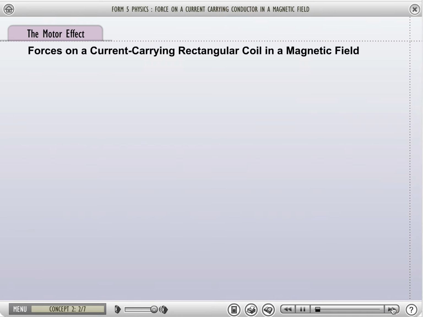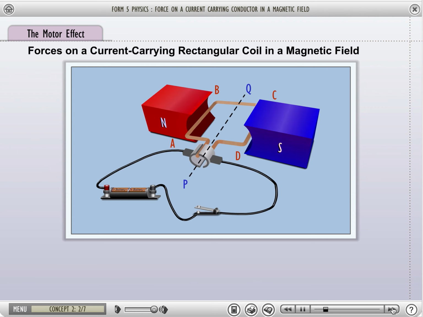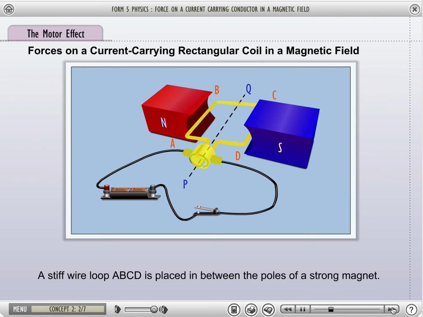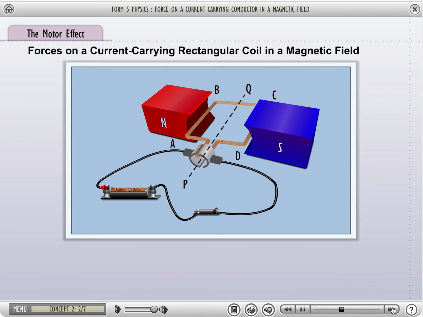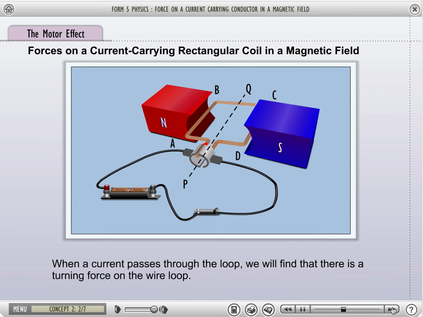Forces on a current-carrying rectangular coil in a magnetic field. Look at the figure. A stiff wire loop, ABCD, is placed in between the poles of a strong magnet. When a current passes through the loop, we will find that there is a turning force on the wire loop.